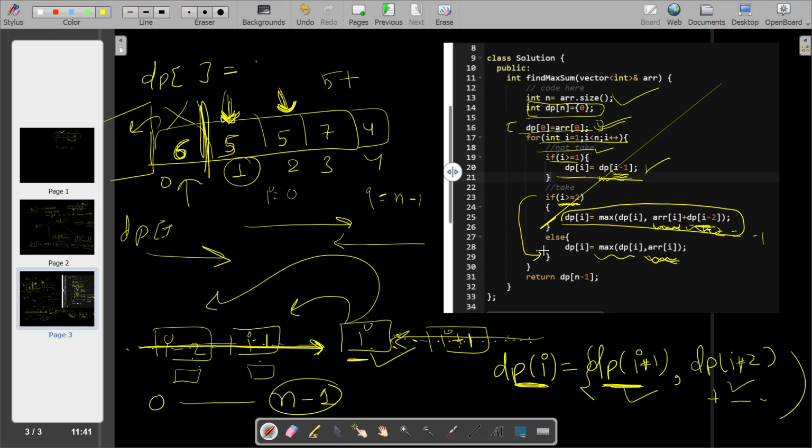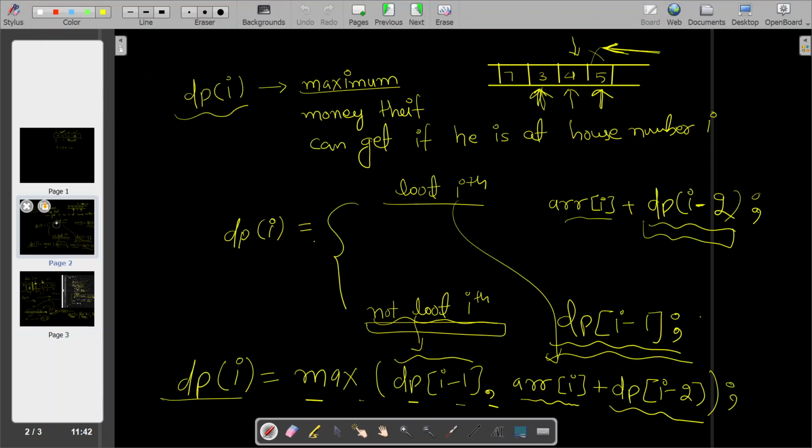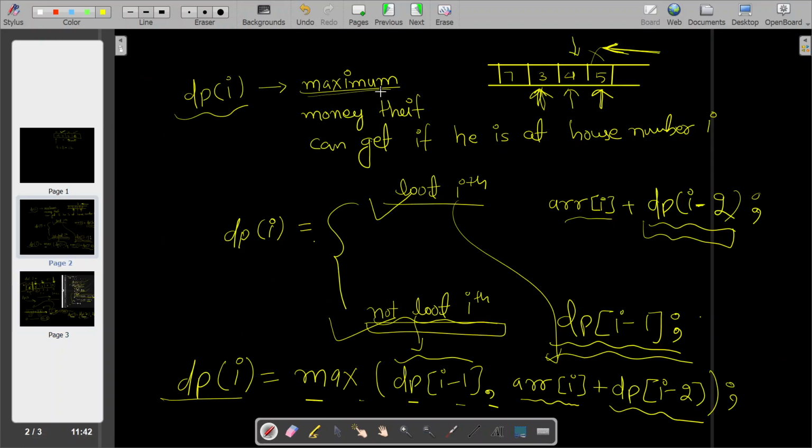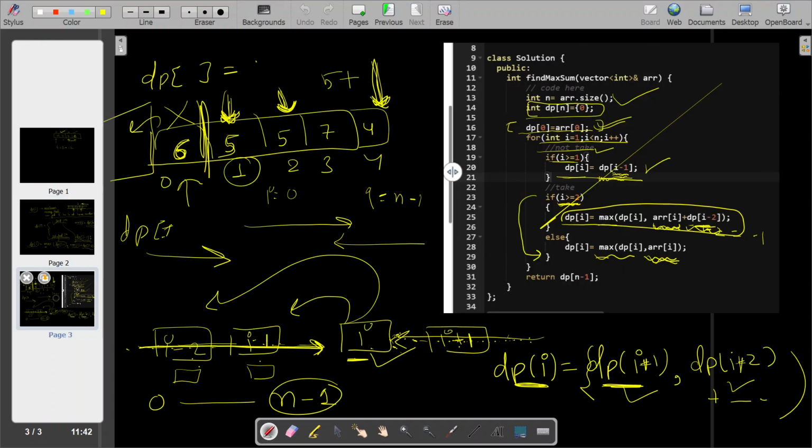And we are taking the maximum, so I have kept maximum over here and over here, because we are taking the maximum between looting house i and not looting house i. So this is the way. And what will our answer be? We are at house n minus 1, and the maximum amount of money the thief can get at house i is given by dp of i. So the answer will be dp of n minus 1.